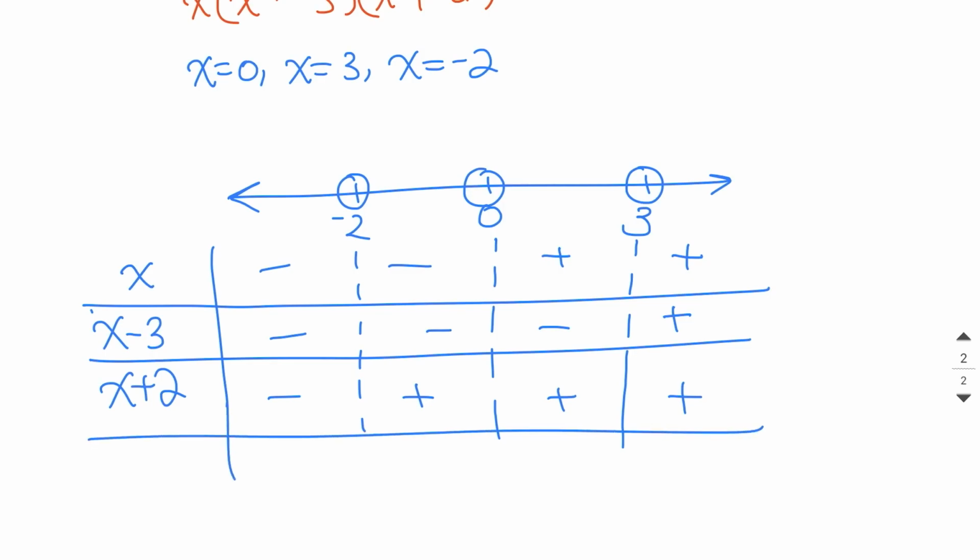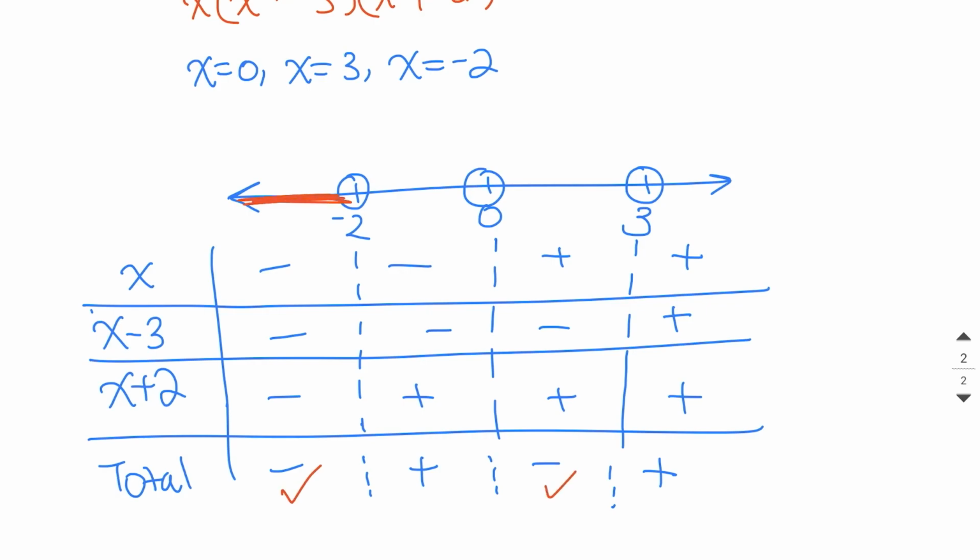And now we're going to do our total. Okay, so right here, 3 negatives would turn into a negative. 2 negatives multiplied by a positive will give us a positive. Two positives with a negative will give us a negative, and then 3 positives multiplied together will give us a positive. But we're looking for where x is less than 0. So that would be here and here.